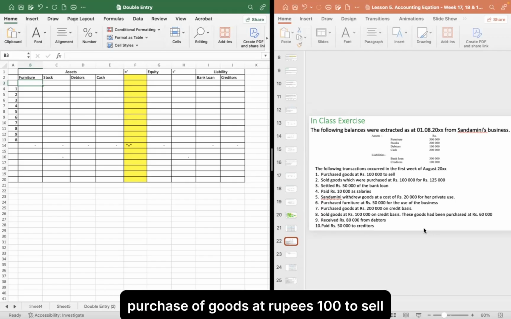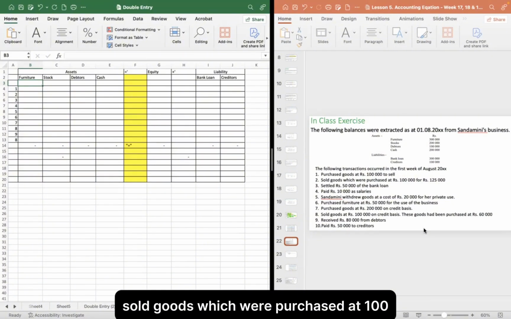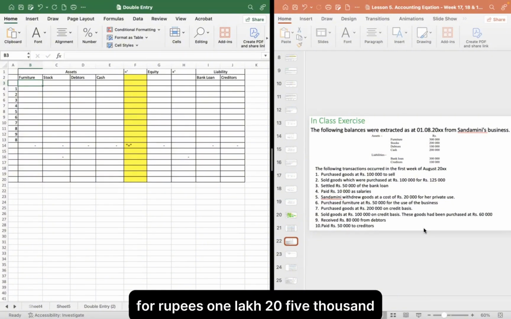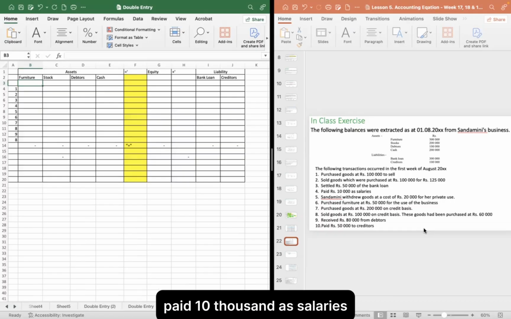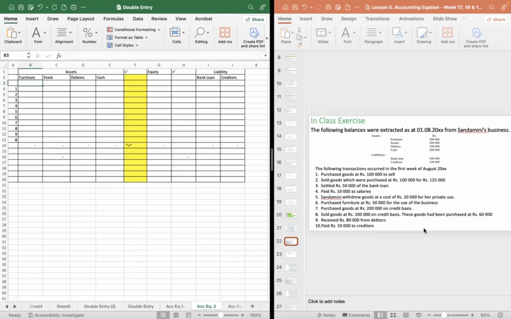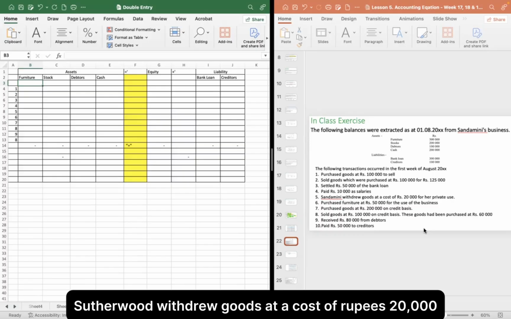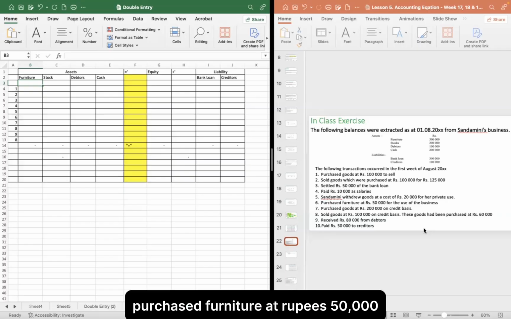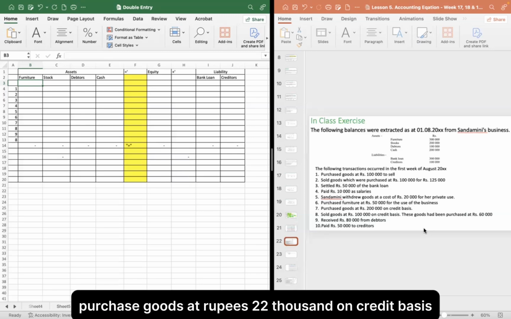First week again, which has the transactions. Purchase of goods at rupees 100,000 to sell. Sold goods which were purchased at 100,000 for rupees 1,25,000. Settled rupees 50,000 of the bank loan. Paid 10,000 as salaries. Sadhavi withdrew goods at a cost of rupees 20,000 for her private use. Purchased furniture at rupees 50,000 for the use of the business. Purchased goods at rupees 200,000 on credit basis.